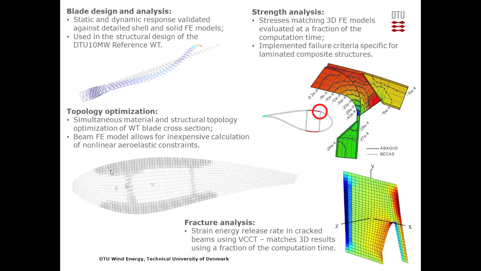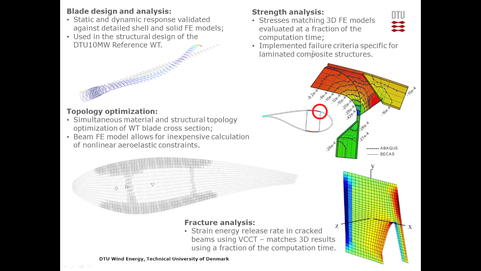We have recently finished designing the DTU 10 megawatt reference wind turbine blade, where we essentially cut out many slices from a shell model, as you can see here, and then we do a very fine representation of the blade within the beam finite element model, which is then put into HAWC2, our aeroelastic code. This is an example of the strength analysis, the detailed stress analysis in the corner here of the spar and shear web connection. And you have a comparison here between the results from Abaqus and Becas, and you can see there's a very good match.